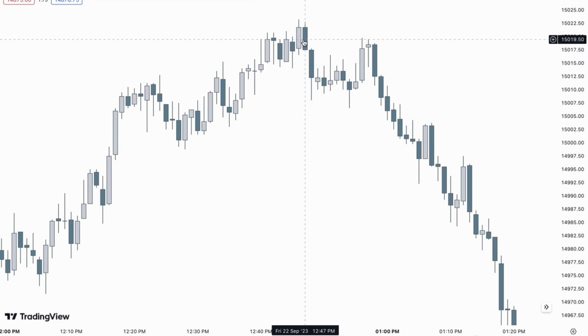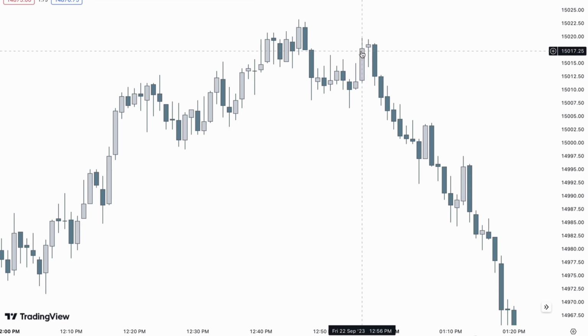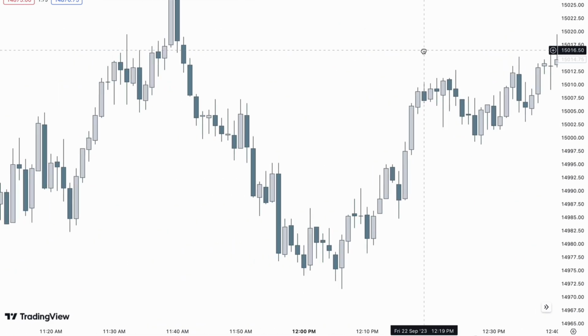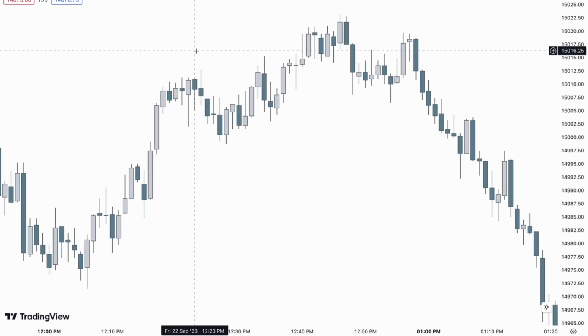You can see that the timing was around 12:40 or 12:50 p.m. Now you may say that in his silver bullet strategy the timing was different, but it shouldn't surprise you because ICT keeps changing the timings. The important thing is, why is this an important draw on liquidity? Why not this one? You have to understand this.